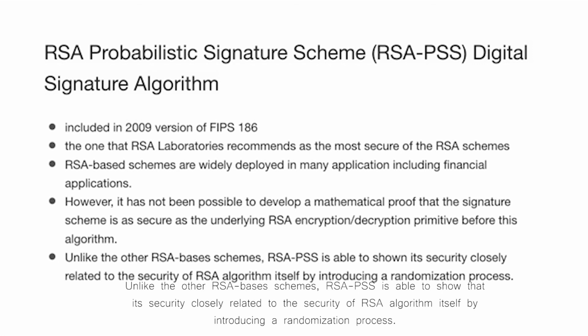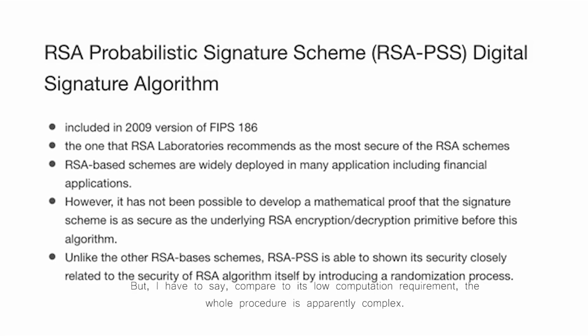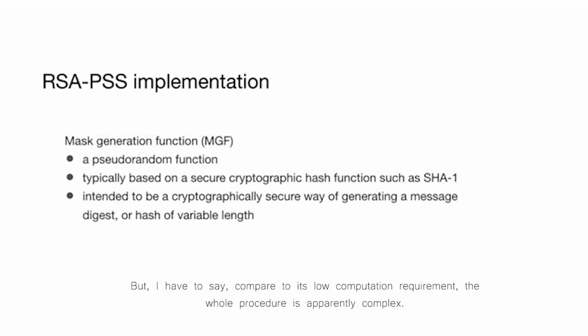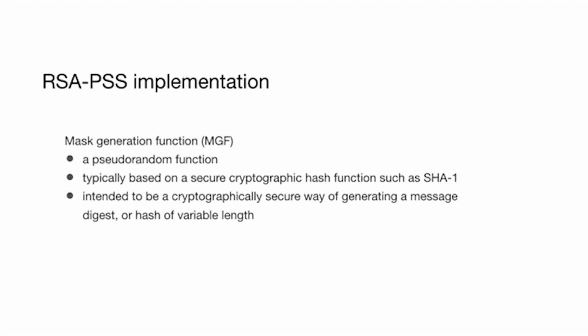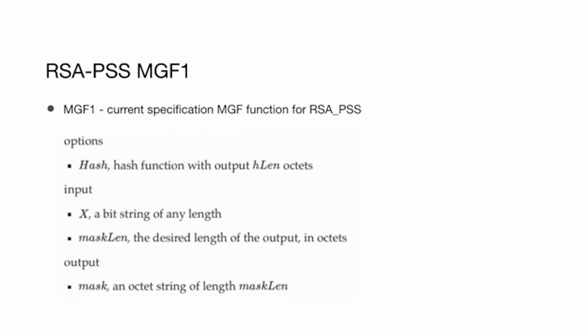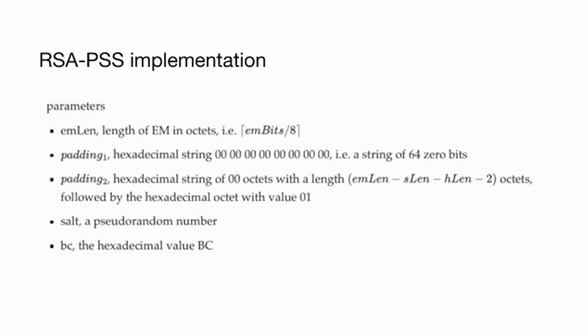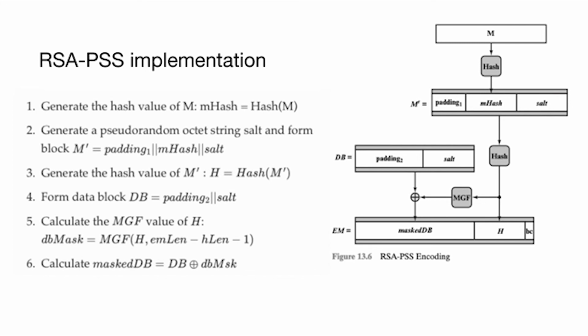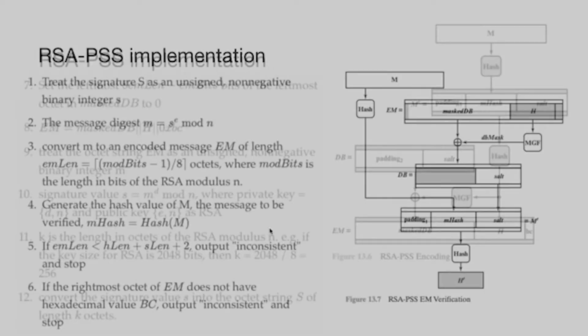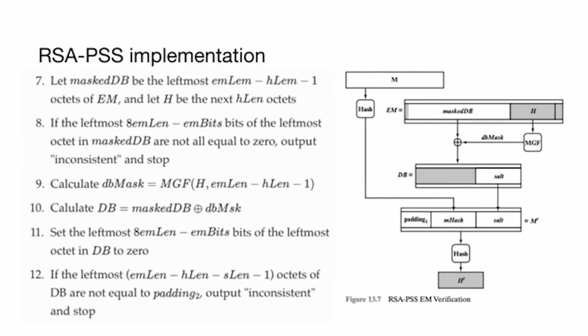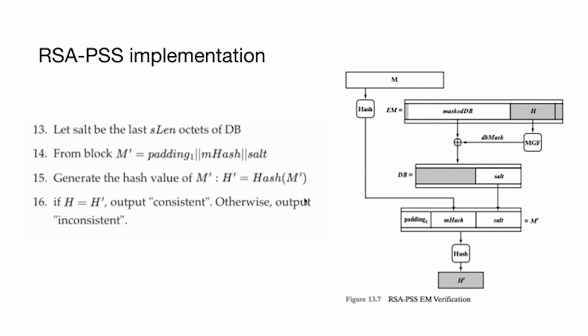But I have to say that, compared to its low computation requirements, the whole procedure is apparently complex. You can see that it requires you to understand and design a mask generation function, which is a helper function. And this one is the one currently used. And here are all the parameters. For the signing step, although it looks a little complex in the diagram, it needs 12 steps. And for verifying, it needs 16 steps. And that's all. Thank you for listening.